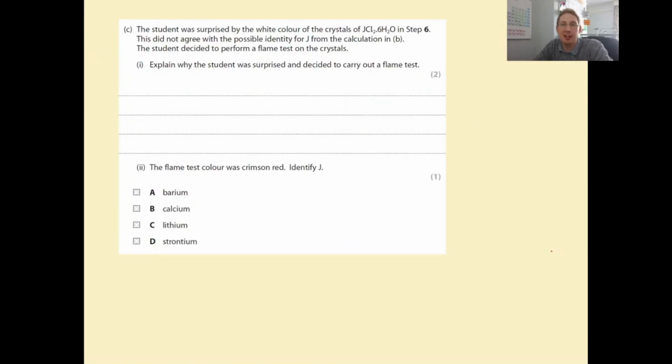The student was surprised by the white colour of the crystals in JCl2.6H2O in step 6. This did not agree with the possible identity for J from the calculation of B. Why was the student surprised? And this is because transition metals form coloured compounds usually. So that's what you'd expect. Transition metals would form coloured compounds.